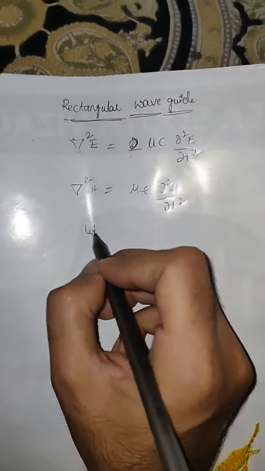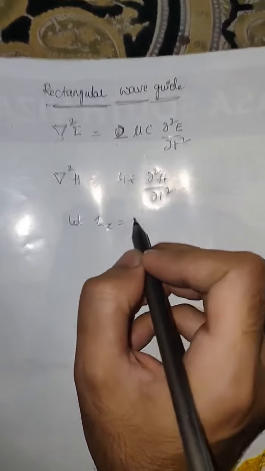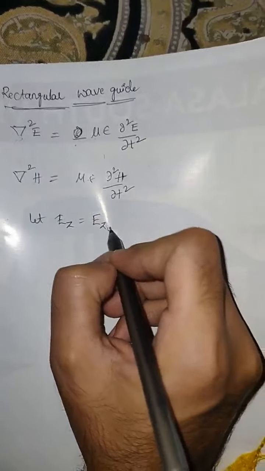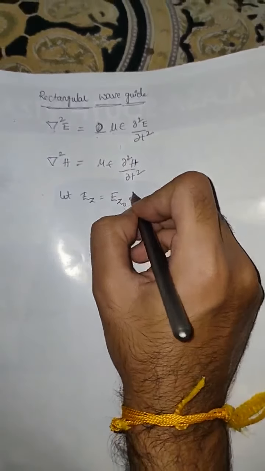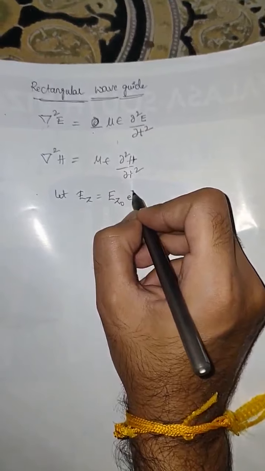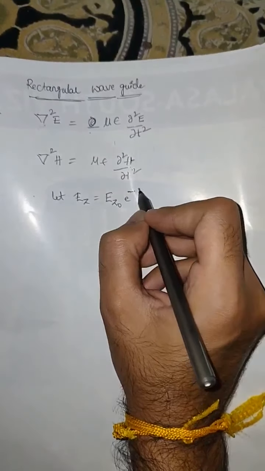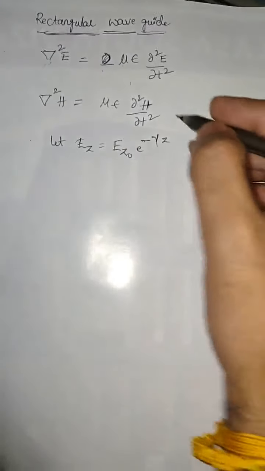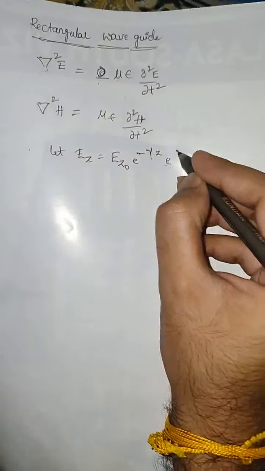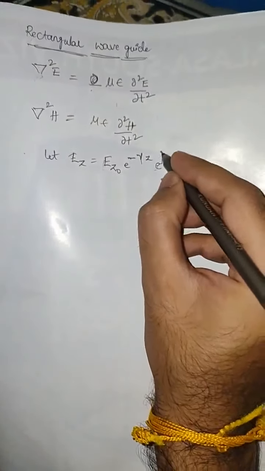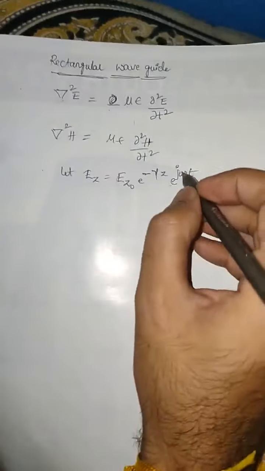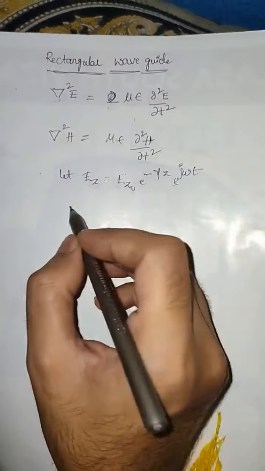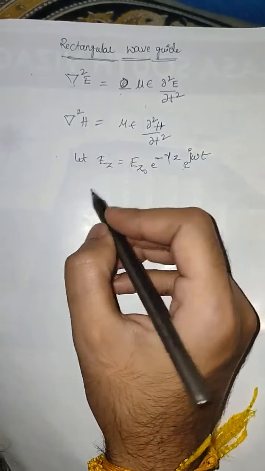So let Ez be equal to Ez naught e to the power of minus gamma z. Now we can see this Ez value is also varying with respect to omega, so we can represent the time variation with e to the power of j omega t.